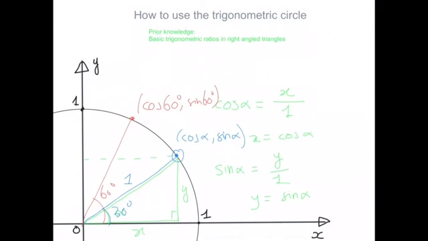And this is the end of this first video on the trigonometric circle. What is to be remembered is that a point on the trigonometric circle that makes an angle of alpha degrees with the x-axis has coordinates cosine alpha and sine alpha.